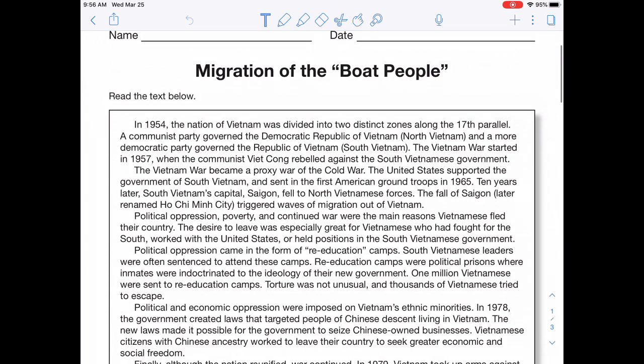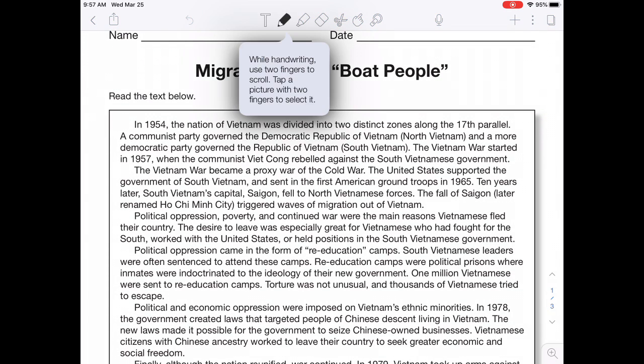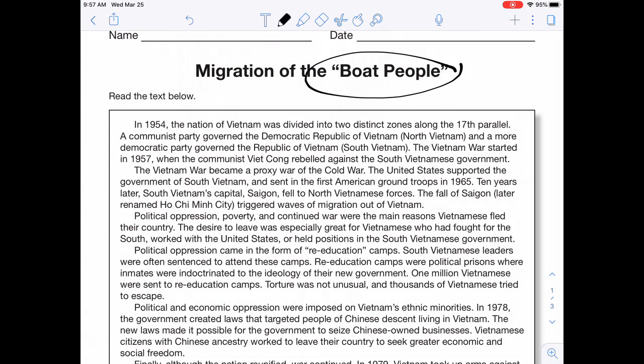So I'm going to read The Migration of the Boat People. The first thing I'm going to circle is boat people. I don't really know what that is, but maybe if I read on, it will explain it. I can look it up later too. So next I'm going to read the first sentence. In 1954, the nation of Vietnam was divided into two distinct zones along the 17th parallel. I'm not sure what that is, so I'll circle that.